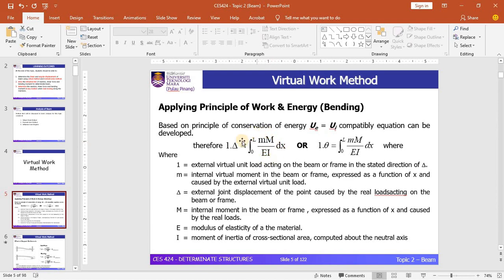If you compare this equation with the equation for rotation, they are exactly similar, but this equation is intended to get the angles or the rotation in the beam. The difference between them is how we apply the load. For the displacement, you need to apply 1 unit load. Meanwhile, for the rotation, you need to apply 1 unit moment. We will look into this further in detail later on in the example.